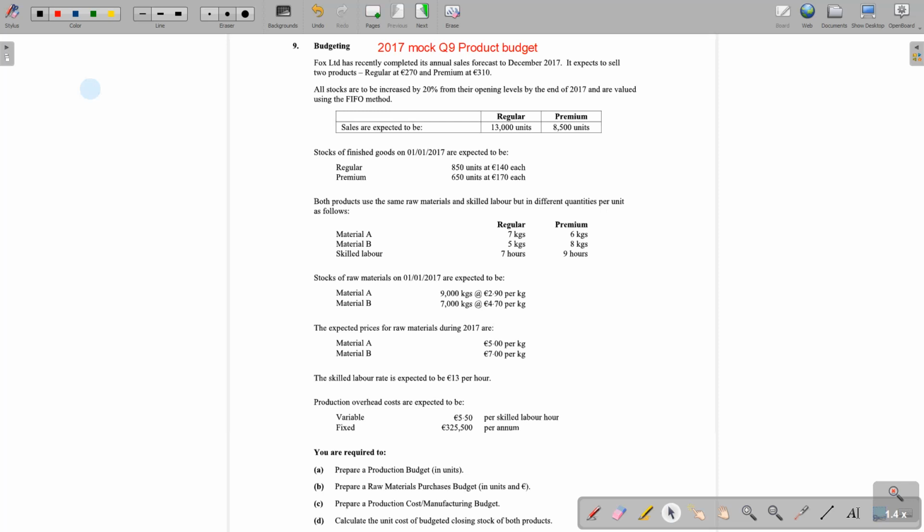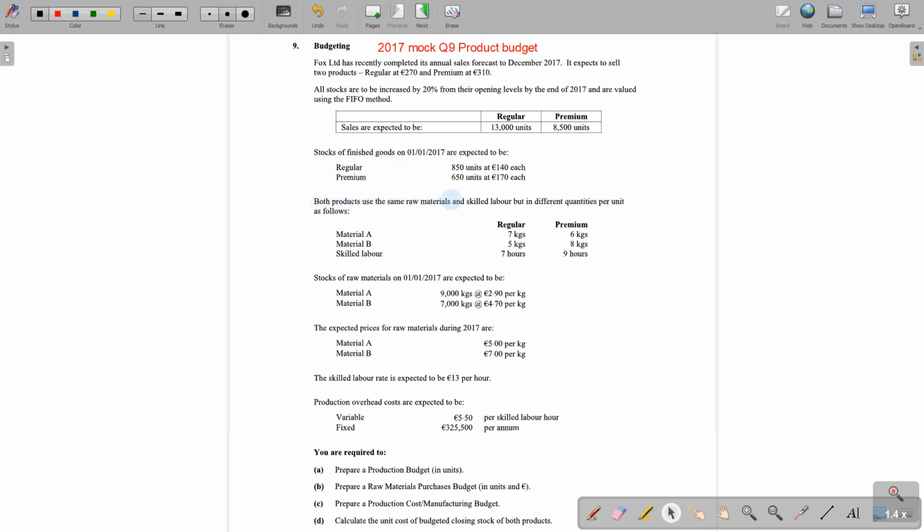So we are Fox Limited, and Fox Limited has recently completed its annual sales forecast to December 2017. It expects to sell two products, regular at $270 and premium at $310. All stock are to be increased by 20% from their opening levels by the end of 2017 and are valued using the FIFO method. Now we're given expected sales, you see that for regular and premium. We are given stock of finished goods on the 1st of 1st 2017, again for regular and premium.